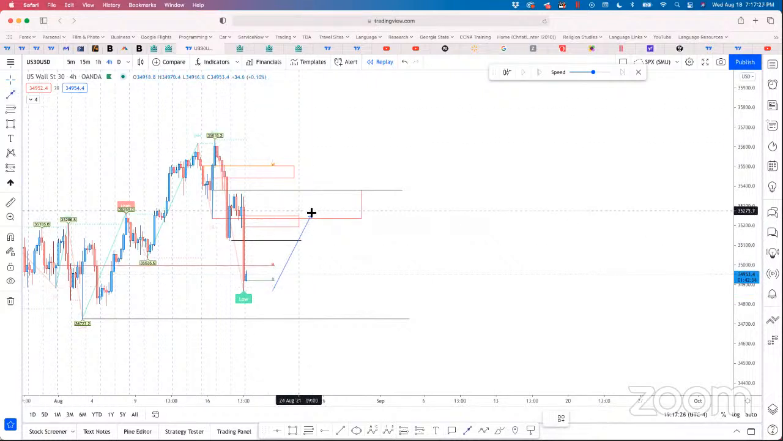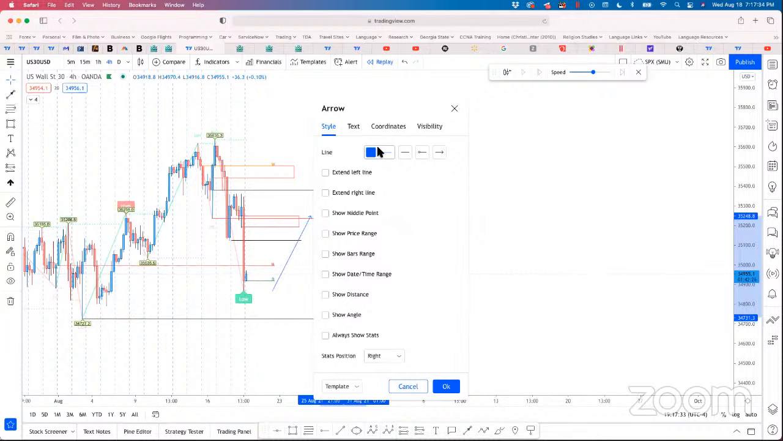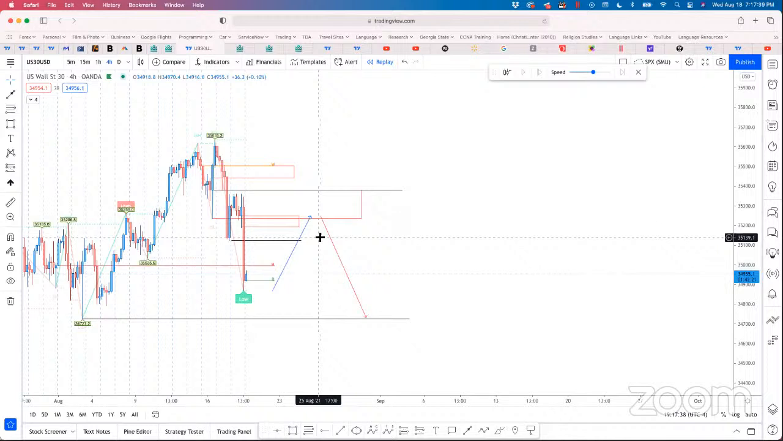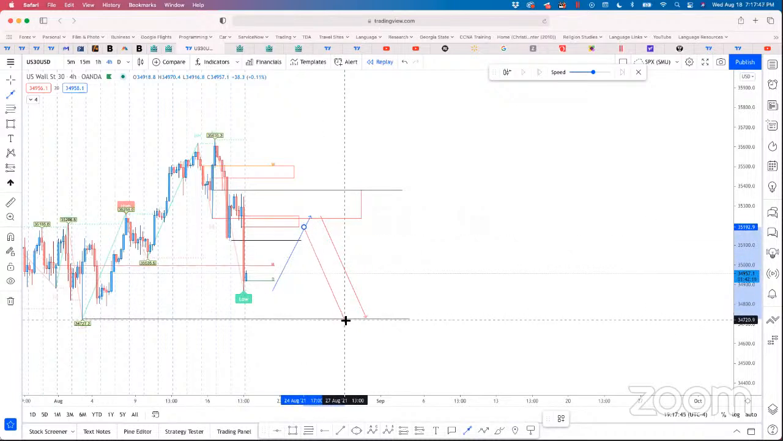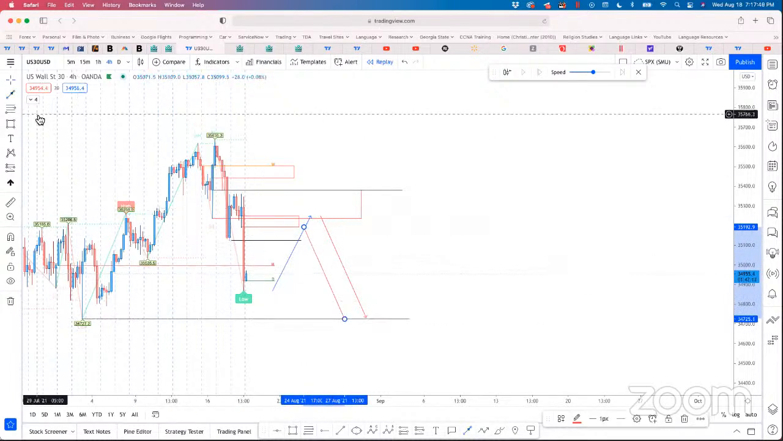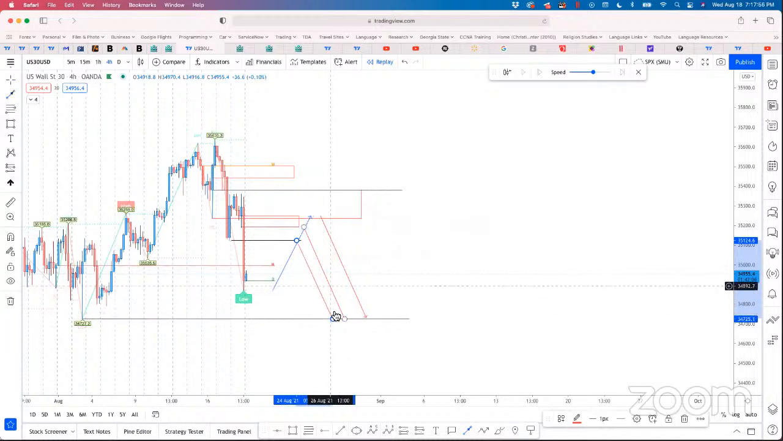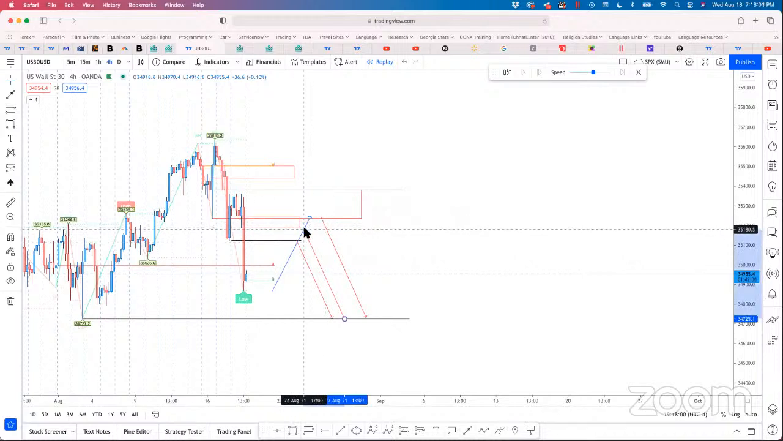Then you need to look for rejection here. That's your primary. And then you got this area right here. And then you got this area right here. That's for now, just right here where price is at the moment. This is what I would be looking for.